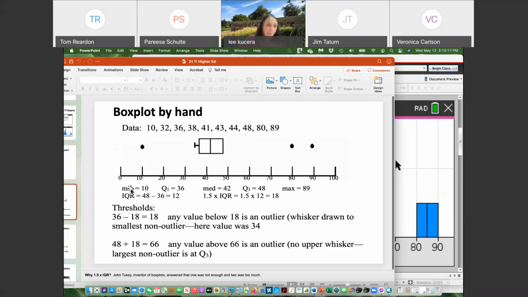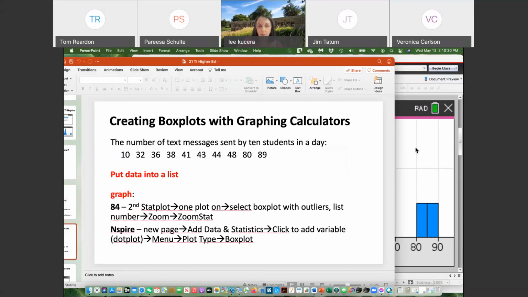If they're doing them by hand, first they have to find their 5-number summary. Then they have to find their IQR, subtracting Q3 minus Q1. Then they have to multiply that by 1.5, and then they can get their thresholds, and then they have to determine which of the values are in fact outliers. Okay, on the graphing calculators, it's a little bit simpler.